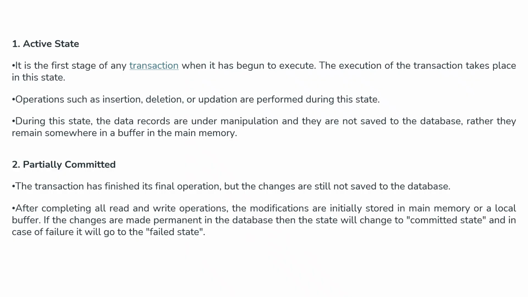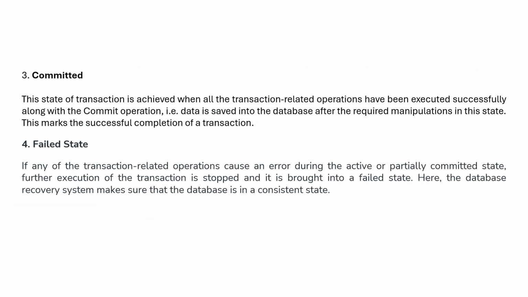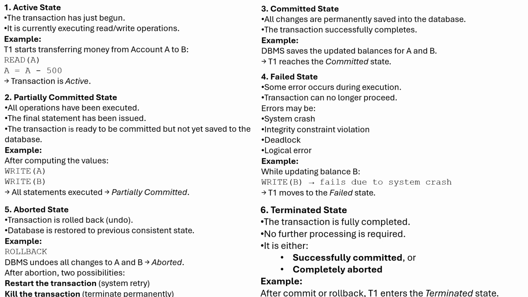So that is what is given here. One example I have taken: let us say there is a transfer of money from account A to B. The transaction reads the value of A and executes A = A - 500. So 4,000 minus 500 is 3,500. It is in the active state, executing. Then partially committed: after reading, it is writing and updating the values of A and B. So it is partially committed, but still in the buffer.